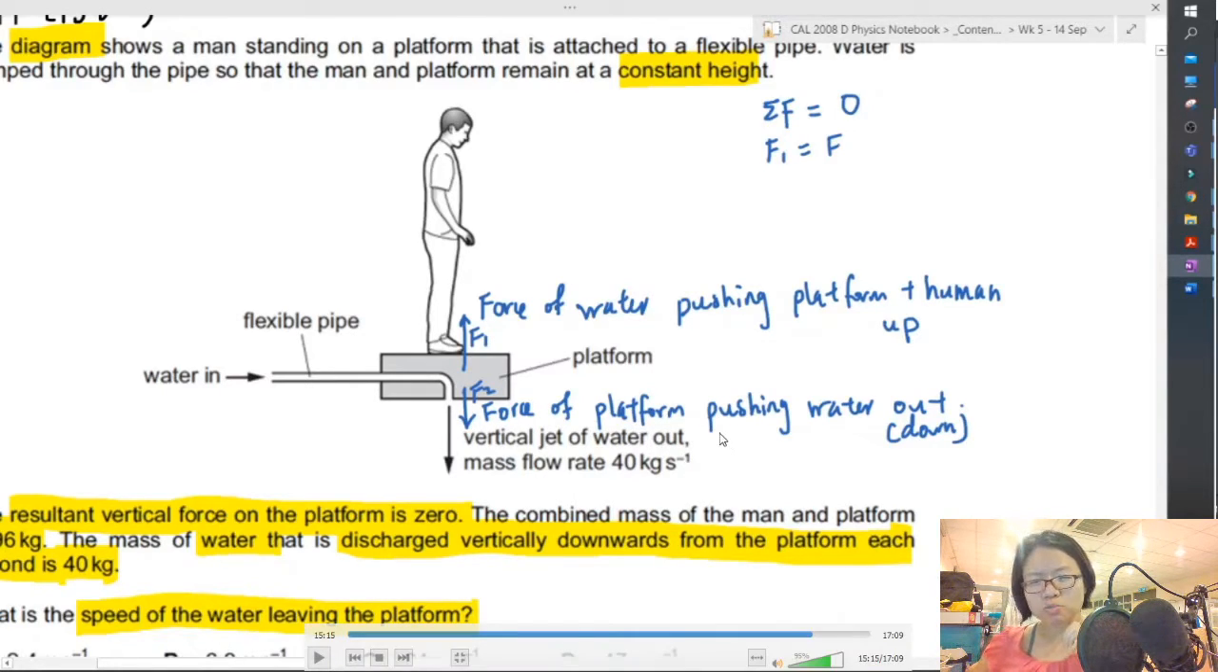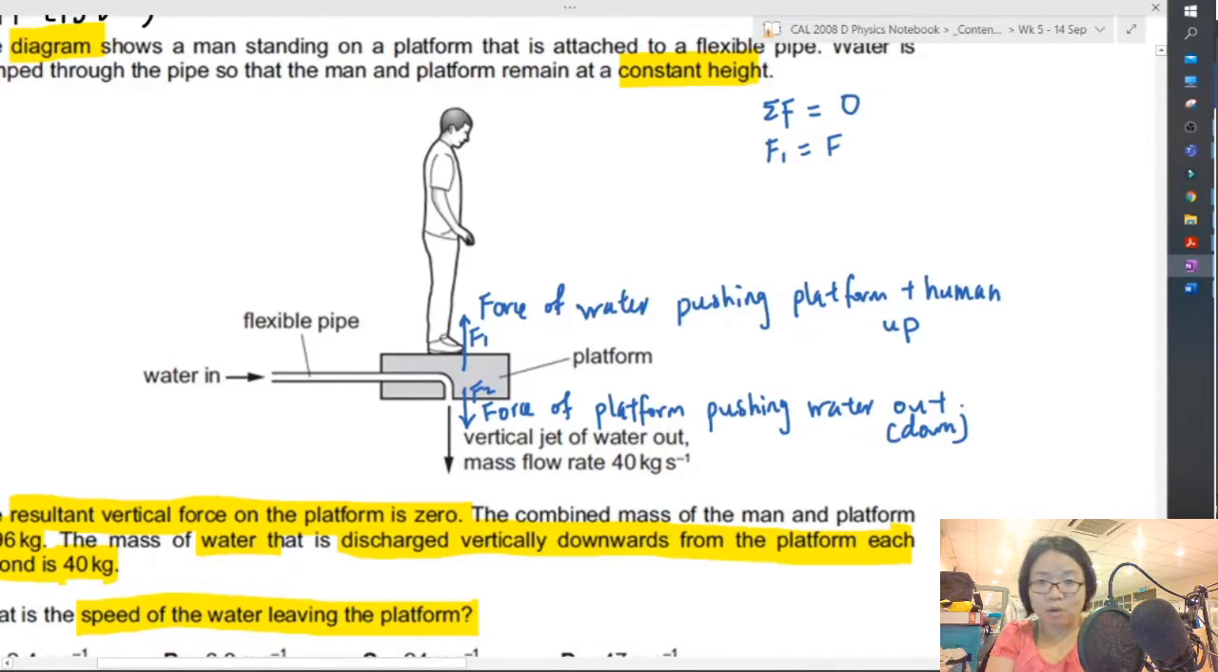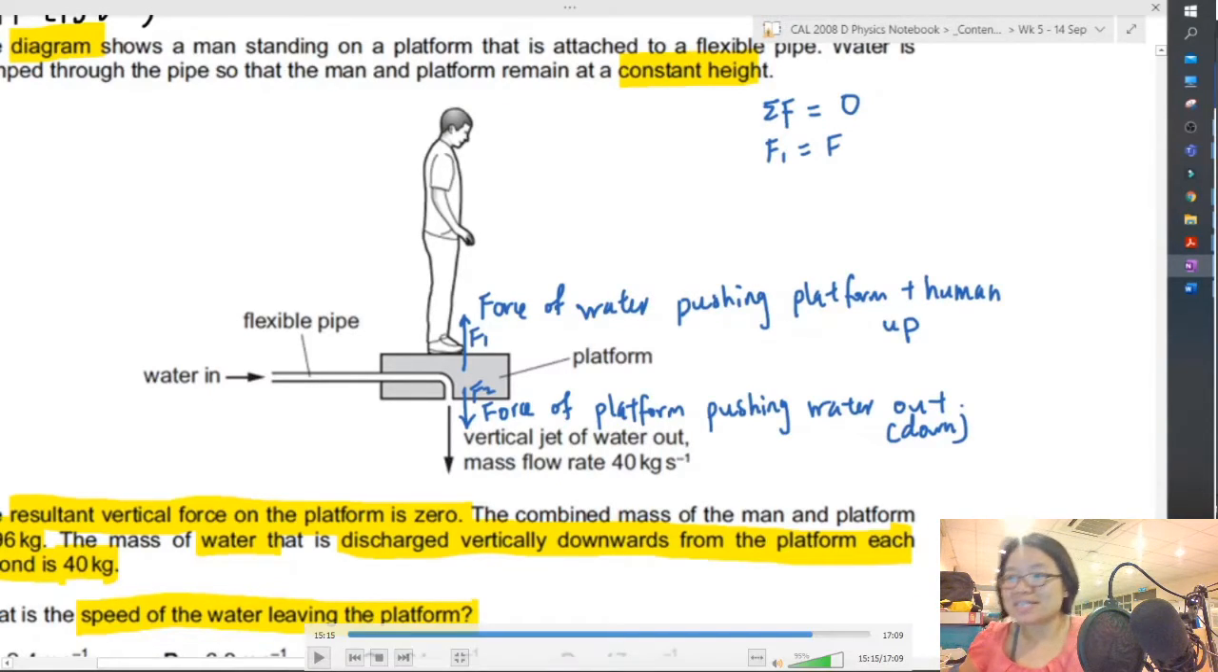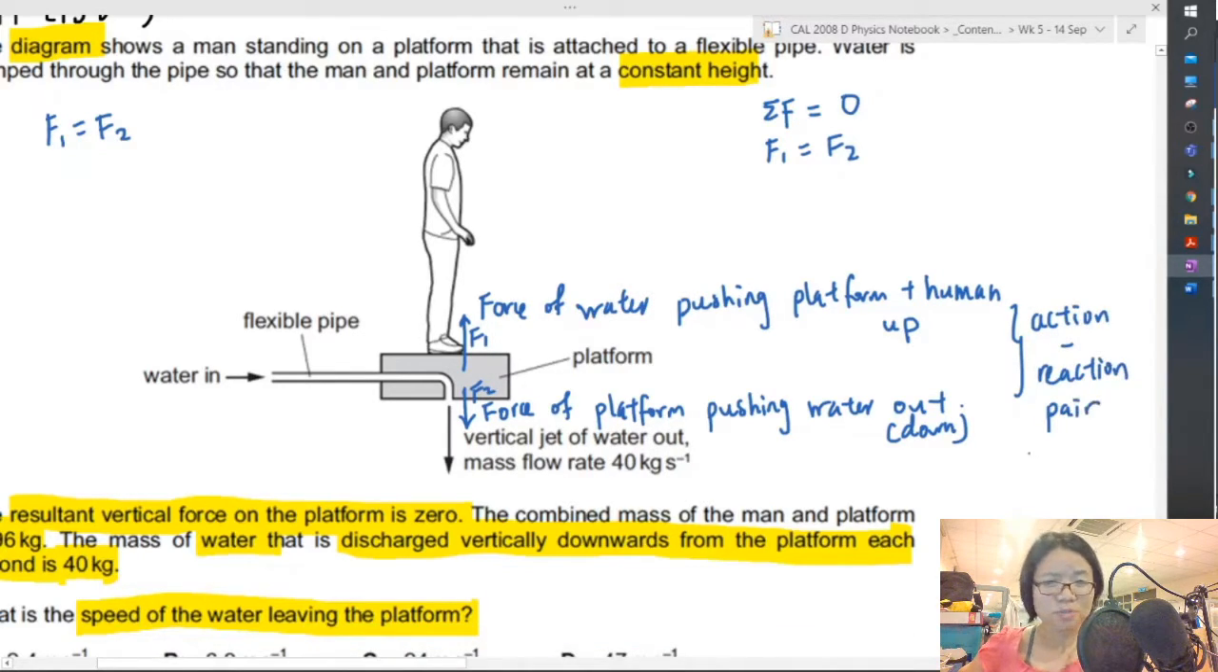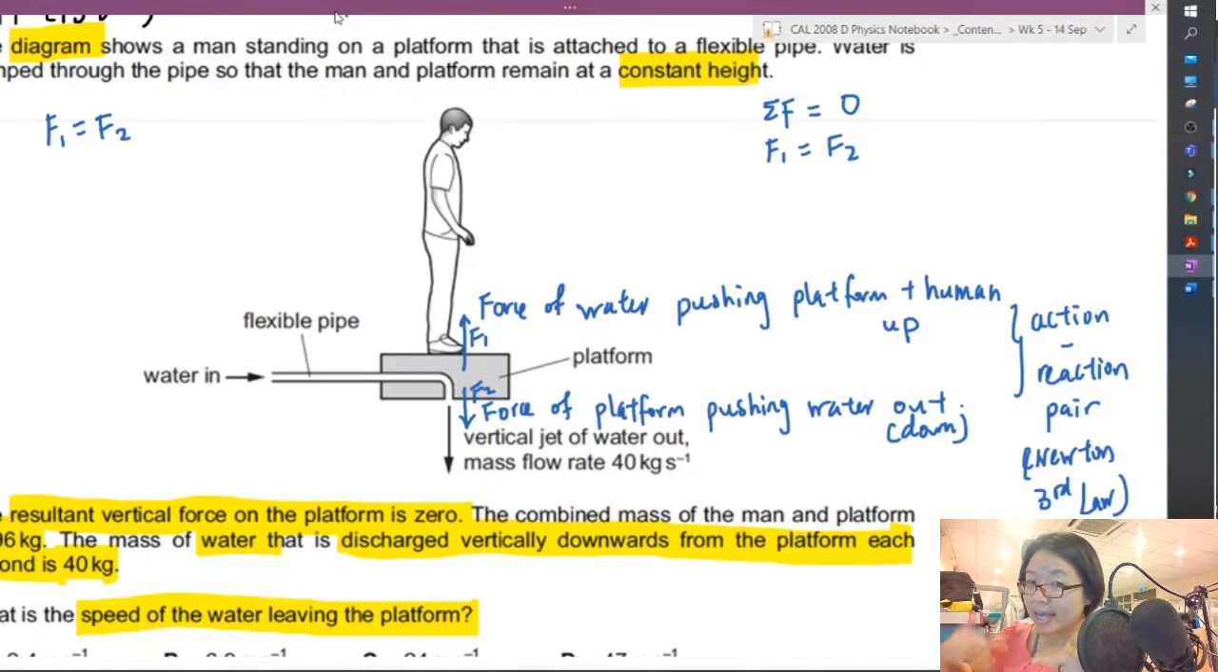Then the water said, wow, you push me downwards, platform. The water is going to push the platform and the human upwards. Okay, so if the force pushes the water out downwards, the water will push the platform upwards. Opposite direction. So here you get these two forces. Let's say I label them F1 and F2, and F1 is equal to F2 because this is an action-reaction pair based on Newton's third law, which will be in the next video.